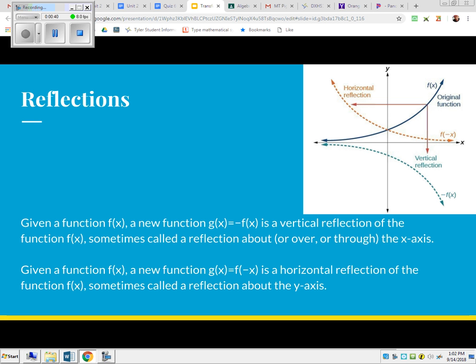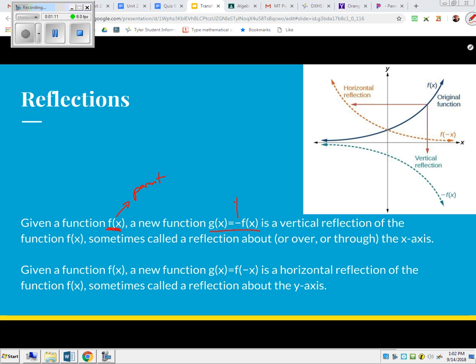Okay, so first up we have reflections. Now remember that my f of x right here is still going to be my parent function. They're erased from the board today, so let's see how well we can remember them. What I'm going to be doing to that parent function is throwing down a negative sign in front of it. Would you say that negative is inside or outside the function?